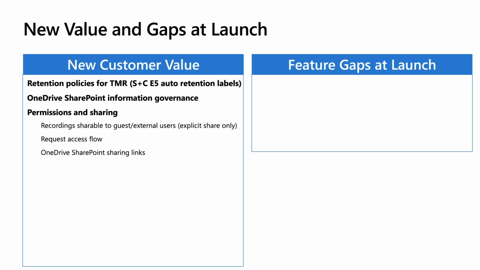Just like other files in OneDrive and SharePoint, the owner of the recording will be able to share the video with both internal and external or guest users. This is the first time you'll be able to share meeting recordings with external or guest users. Those users will also be able to leverage the native request access flow if they were not part of the initial meeting or initial share.